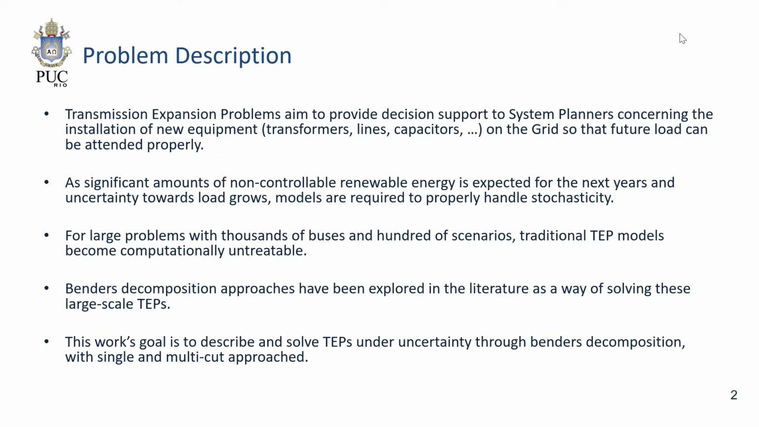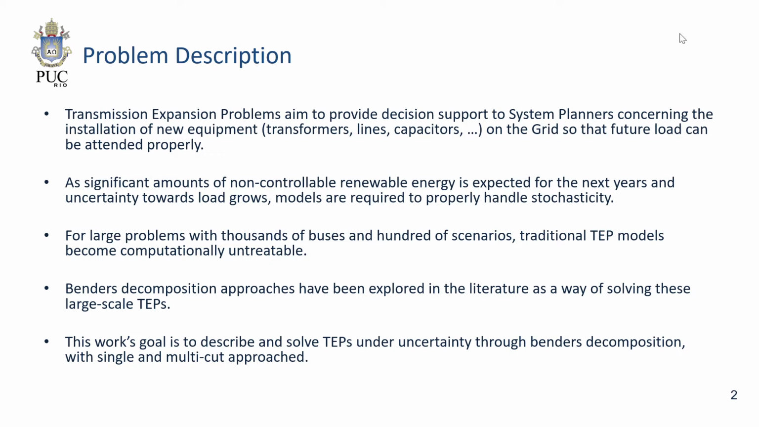Currently, we are seeing a lot of renewable energy coming in, and they are volatile and uncontrollable. So that's a source of uncertainty. And also, there's a lot of uncertainty towards load growth. So state-of-the-art models have to contemplate uncertainty to properly represent real dynamics of the system.